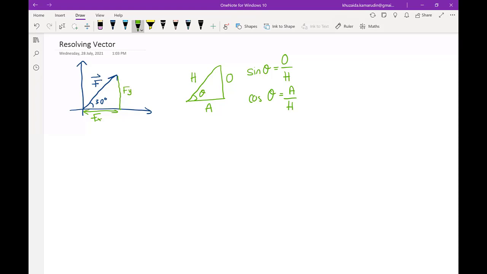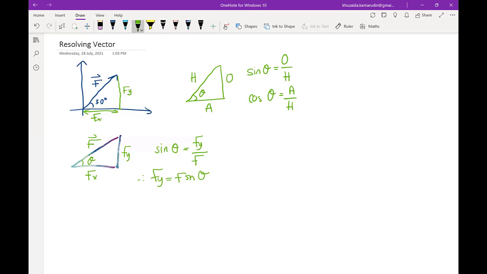So back to the question. So what we have now. Kita lukiskan triangle dekat sini. So you have fy, this one is fx, and this is the angle theta. And this is the hypotenuse, vector f. So what you have over here, sine theta equals opposite is fy and the hypotenuse is f. So it means that you have equation fy equals f sine theta.